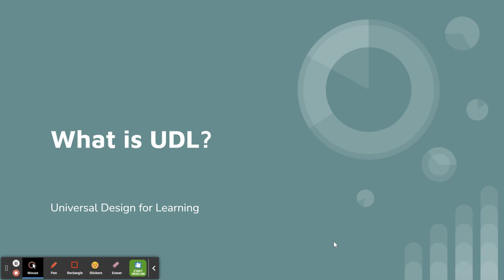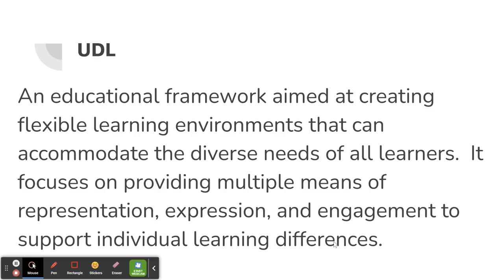What is UDL, Universal Design for Learning? Universal Design for Learning, UDL, is an educational framework aimed at creating flexible learning environments that can accommodate the diverse needs of all learners. It focuses on providing multiple means of representation, expression, and engagement to support individual learning differences.